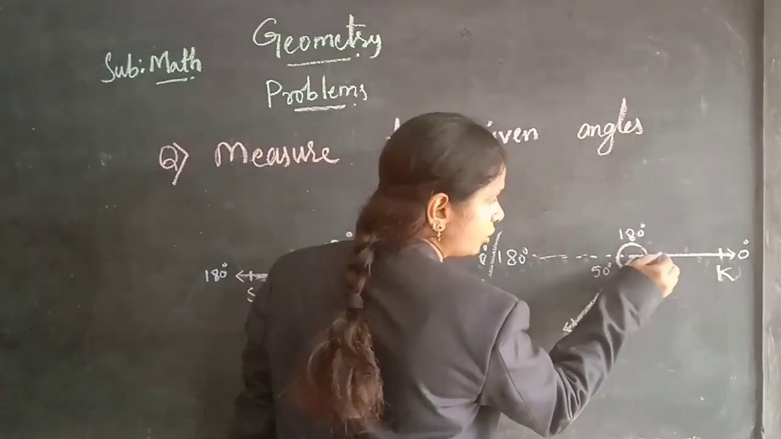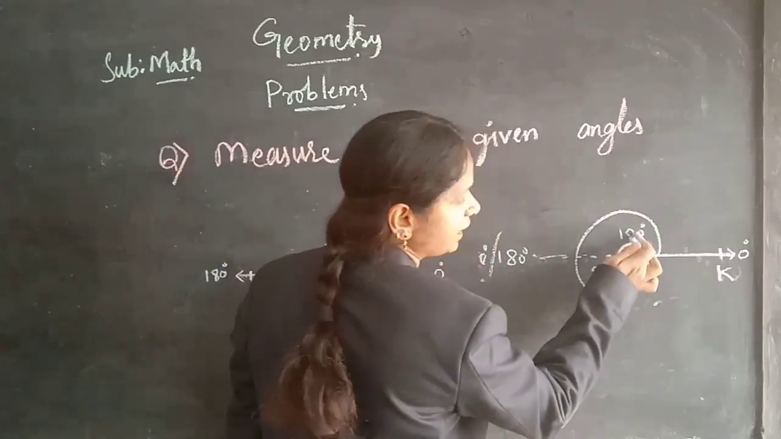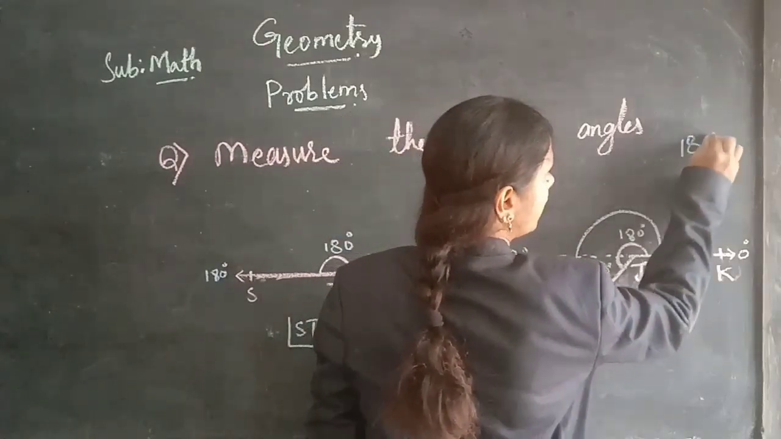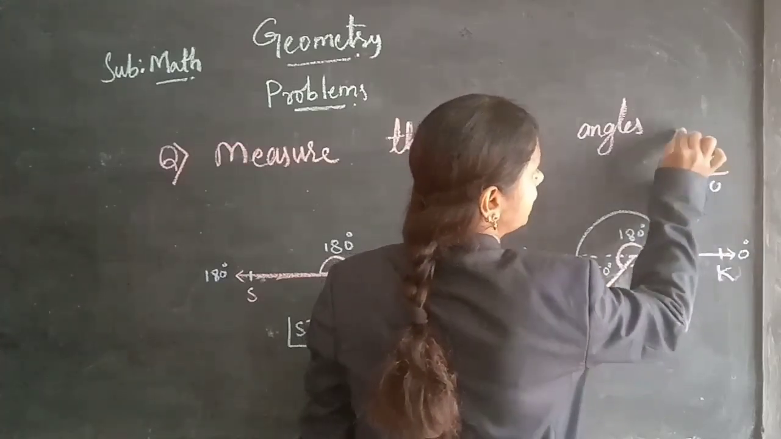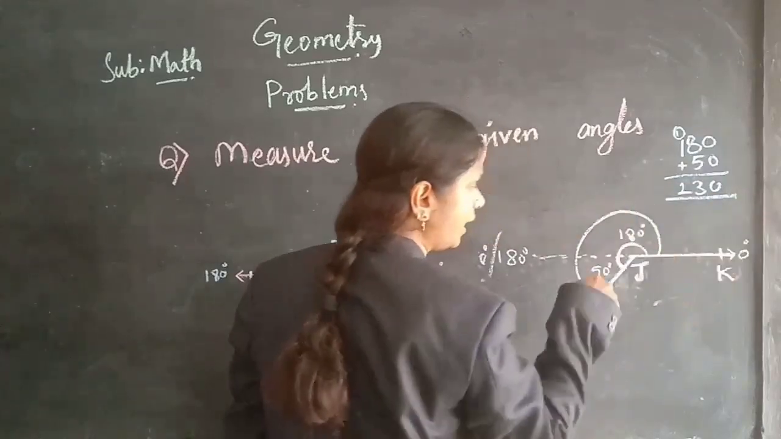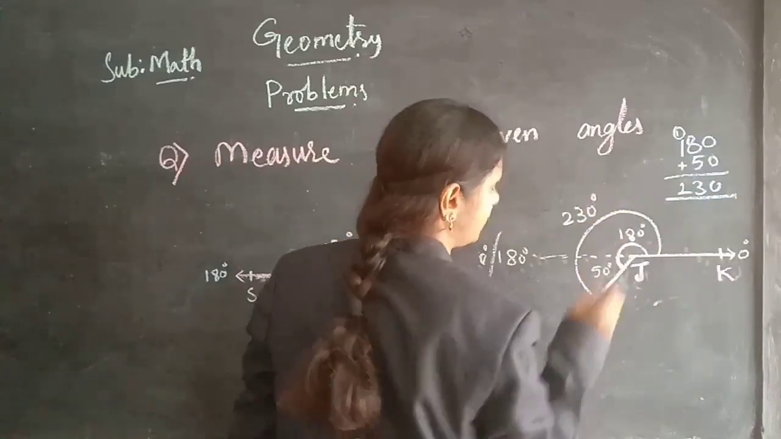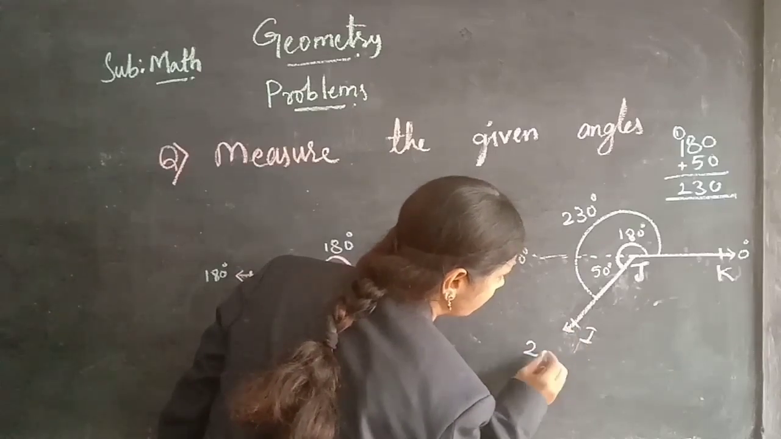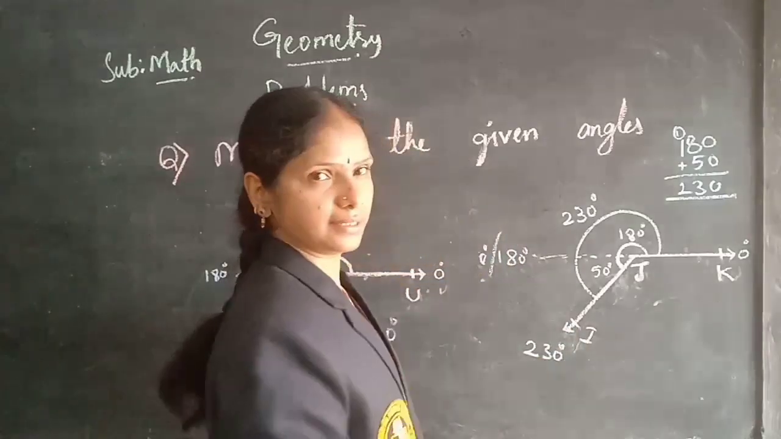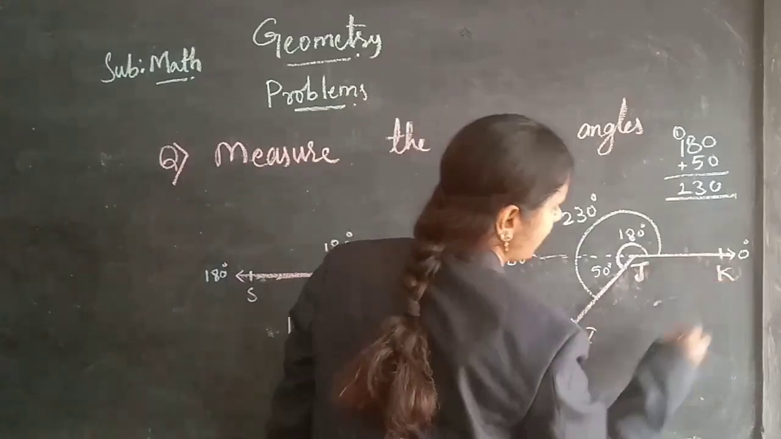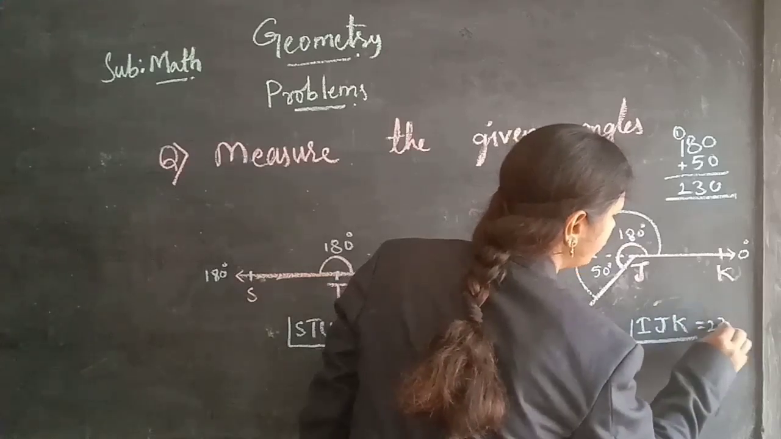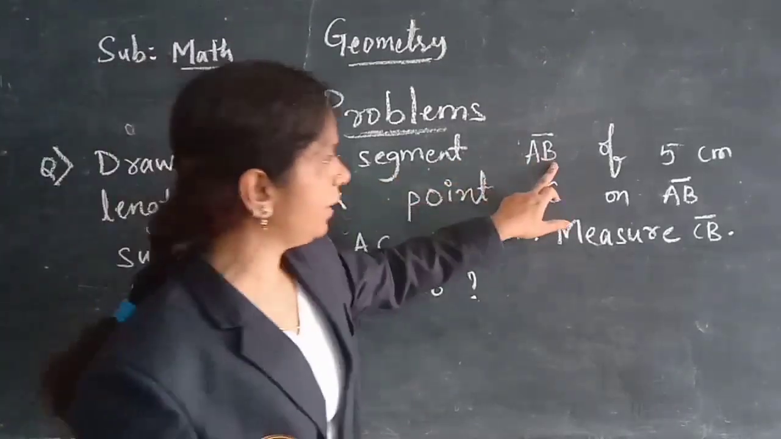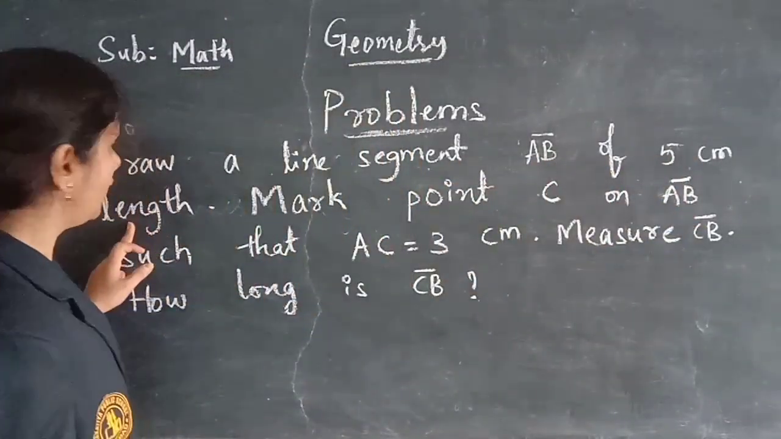Now the total is 180 plus 50 degrees, children. 0 plus 0 is 0, 8 plus 5 is 13, and here 2. So the required angle is 230 degrees. Nothing but the terminal ray is at 230 degrees. So angle IJK is 230 degrees.